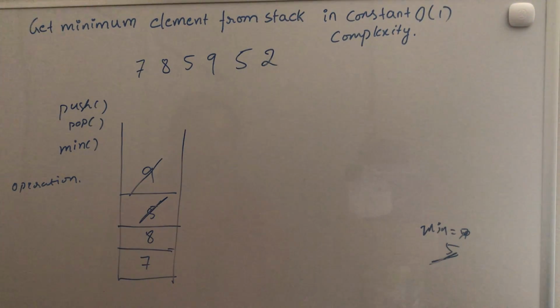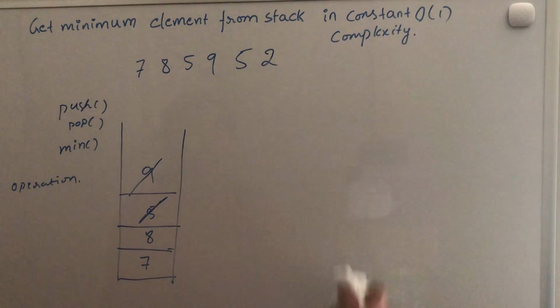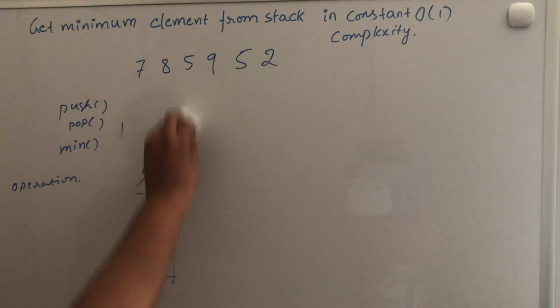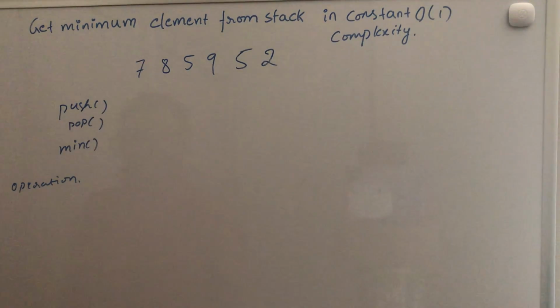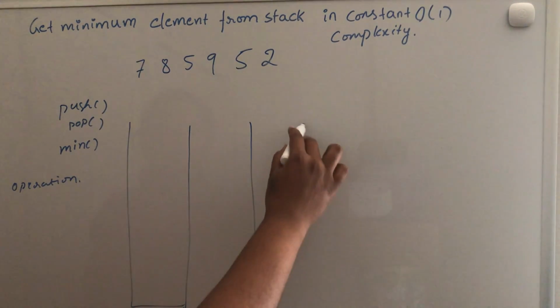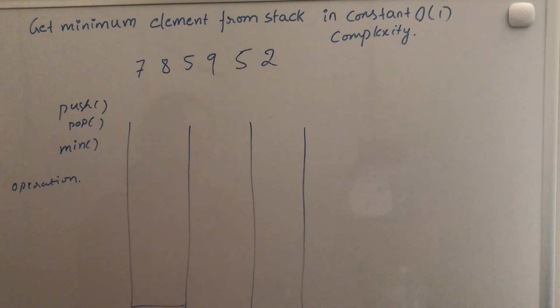So we need another stack. We need to establish another stack to solve this. So this is the given stack, and this is the min stack. We need to keep a record of the minimum element. So this is the min stack, and this is the normal stack.